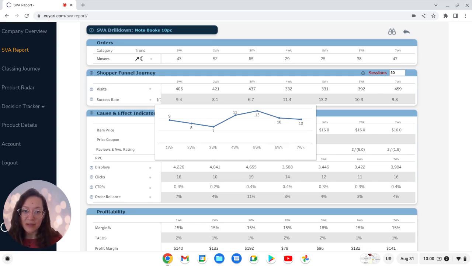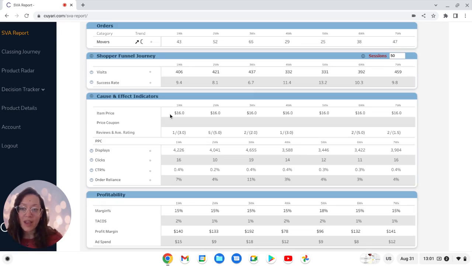Here we can see that this past week, it's taken on average 9 visits in order to convert to a sale. The item price shows how much the item is sold for on Amazon. You can see that this item does not have a price coupon, but if an item does, it will show up over here. The next line is the reviews and average rating that the item got during that particular week.